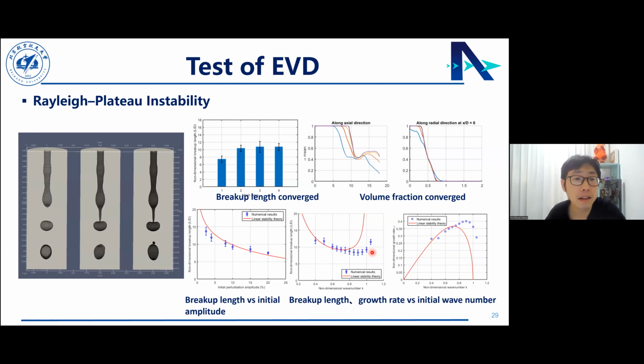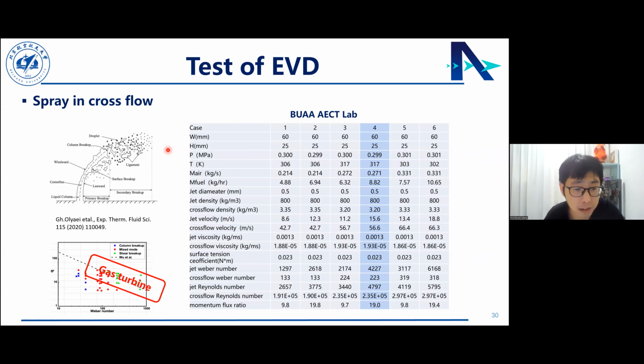The second test is the spray in cross flow. As we know, the Weber number and the momentum ratio determine the map of the spray breakup and atomization in the cross flow. This is the experimental case from the BOAACT lab. We mainly focus on the shear breakup region, and this is a typical gas turbine condition.